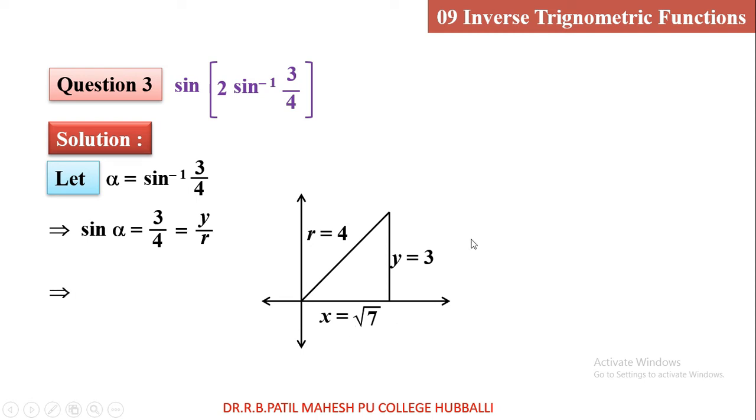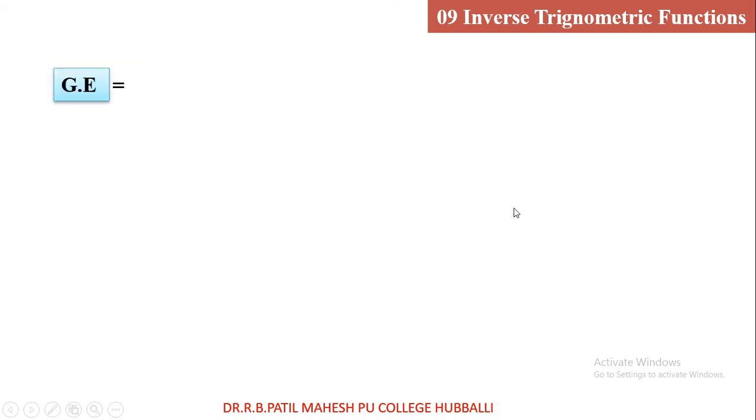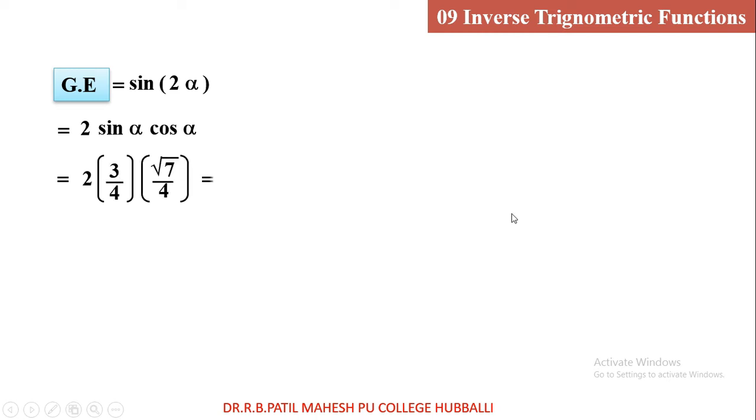So from this, cos alpha I will write that cos alpha is adjacent divided by hypotenuse, that is root 7 by 4. So now look at the given expression, that is sin 2 alpha. So sin 2 alpha formula you can write 2 sin alpha cos alpha. Replace the values of sin alpha and cos alpha here, that is 2 into 3 by 4 into root 7 by 4. So after simplifying, 6 root 7 upon 16, you will get 2 3s are 6, 2 8s are 16, so that you are going to get 3 root 7 divided by 8 as the answer.